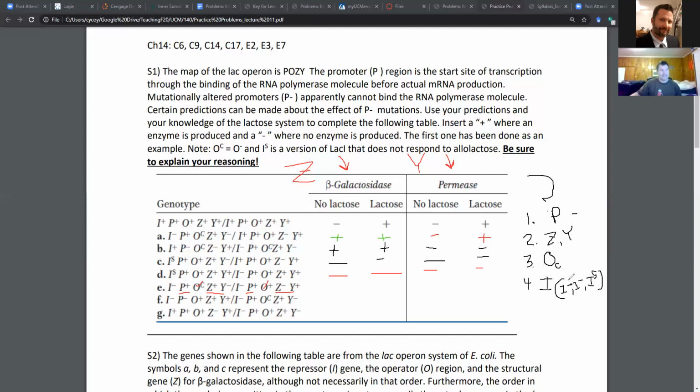Okay, now we're looking at the I's. We got an I minus, I minus. That means there's no inhibition going on. So what's the answer there for E? Pluses all the way across the board. Since there's no inhibition, this is not sensitive to lactose. Presence or absence doesn't matter. You're getting expression all the way across.